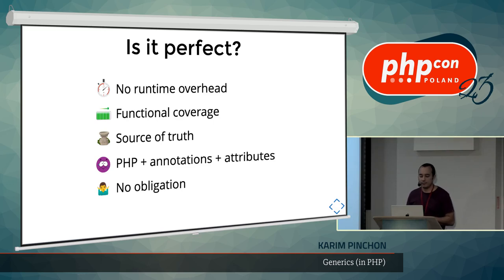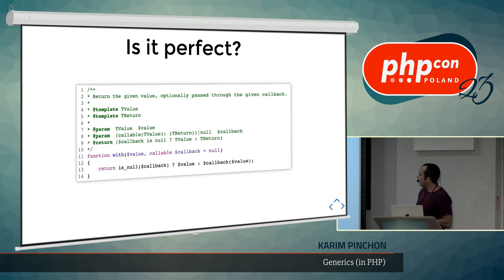Also, well, it's a matter of taste, but now we have some PHP code, some annotations and attributes. So if you have a complex annotation definition for generics, plus the PHP code, plus the attributes, it could be something difficult to read in our files. So yeah. But keep in mind that you have no obligation to use generics at all if you don't need to. And here is just a simple example I found somewhere of a generics definition. You can see, in fact, this is almost more difficult to understand the generics annotation here than the code itself. So it could become really difficult to read and write, in fact.